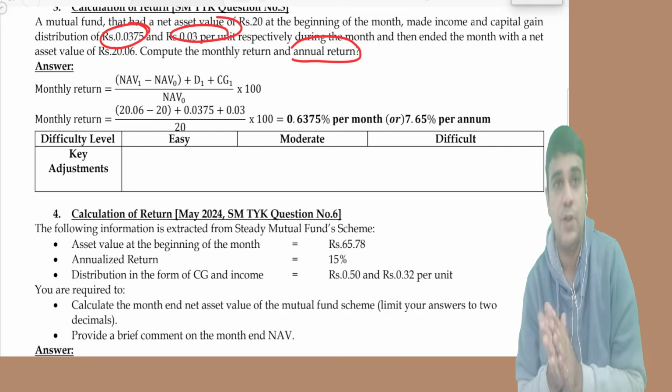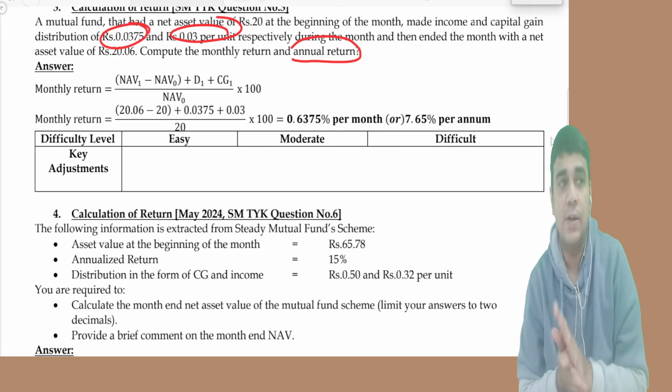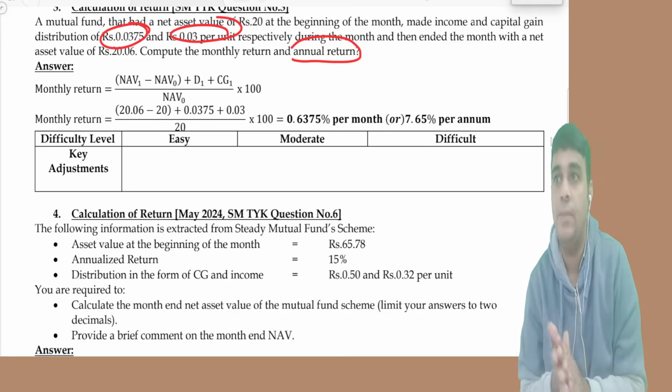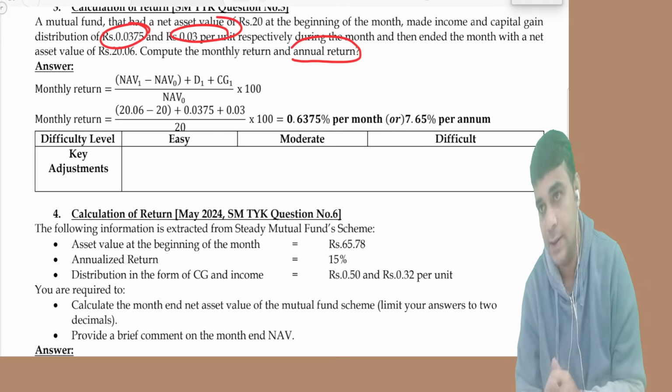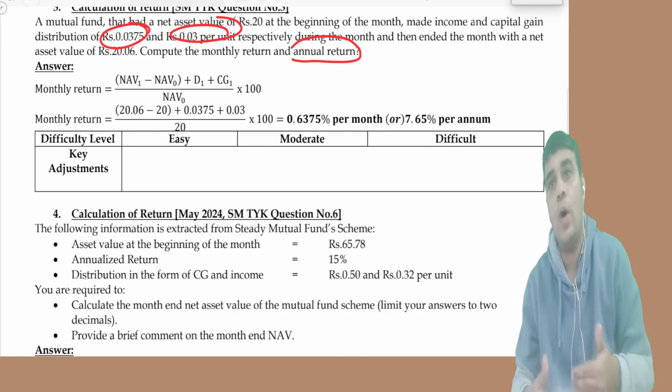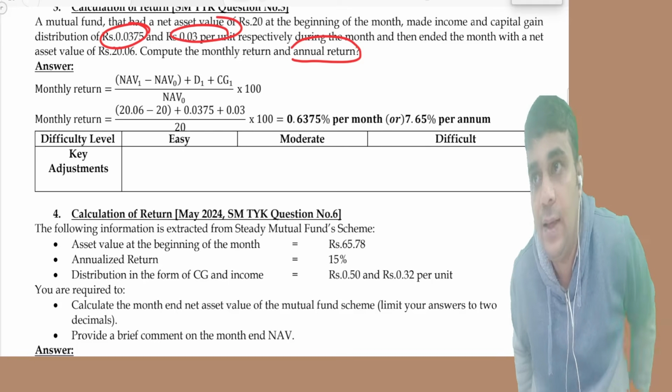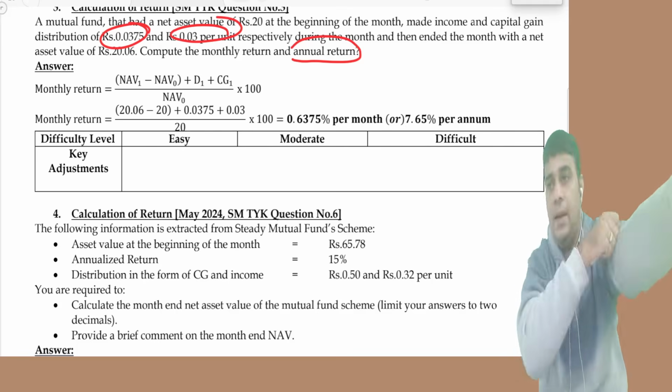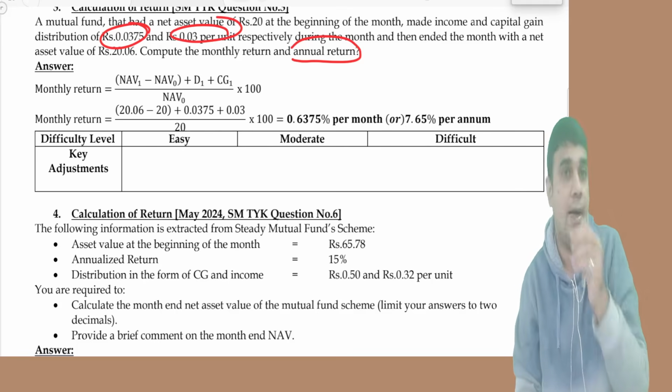What is this type of question called? I had explained in the previous session. This is reverse working. You normally calculate 15%. They have given you 15% and our work is to go ahead and compute the NAV at the end of the month. Limit your answer to 2 decimals.